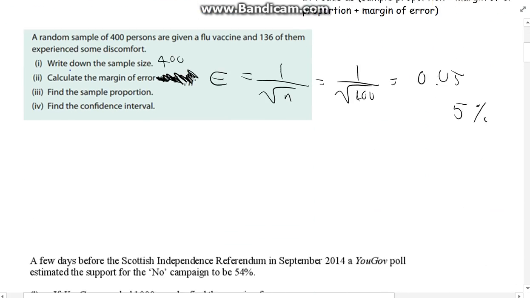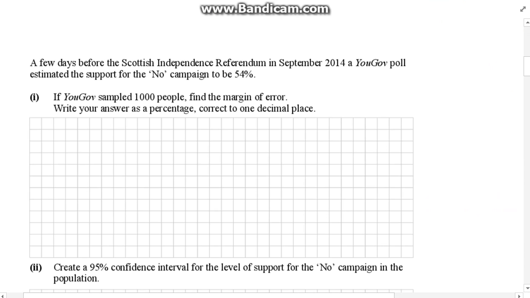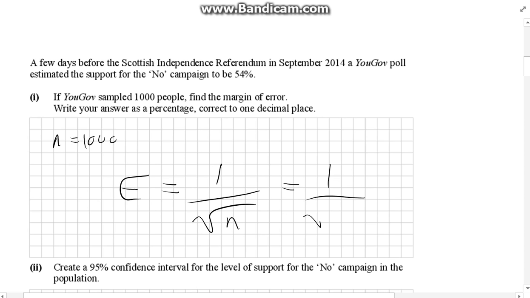Right, so then that is margin of error. Just to actually show you, it came up in 2016. It said a few days before the Scottish independent referendum in September 2014, a YouGov poll estimated the support for the No campaign to be 54%. If YouGov sampled 1,000 people, find the margin of error. So their n was equal to 1,000 people. Write your answer as a percentage correct to one decimal place. So we have 1 over square root of n, which is 1 over the square root of 1,000. Go back to your calculator, put in 1 over the square root of 1,000, and you will get 0.0316. So as a percentage, that would be 3.2% to one decimal place. So it's actually quite easy if they ask you that question.